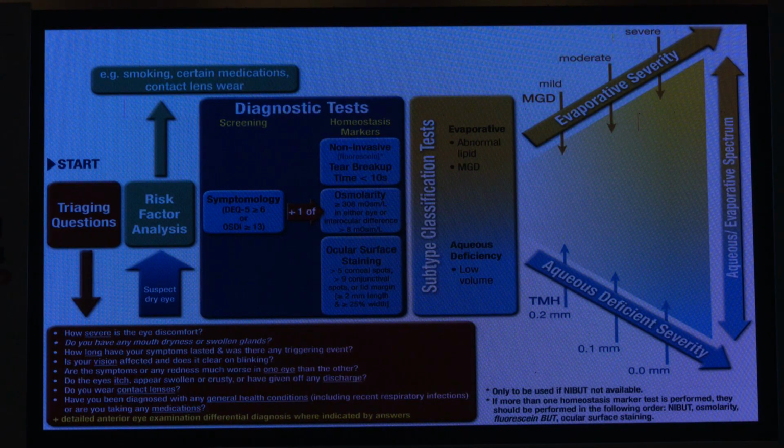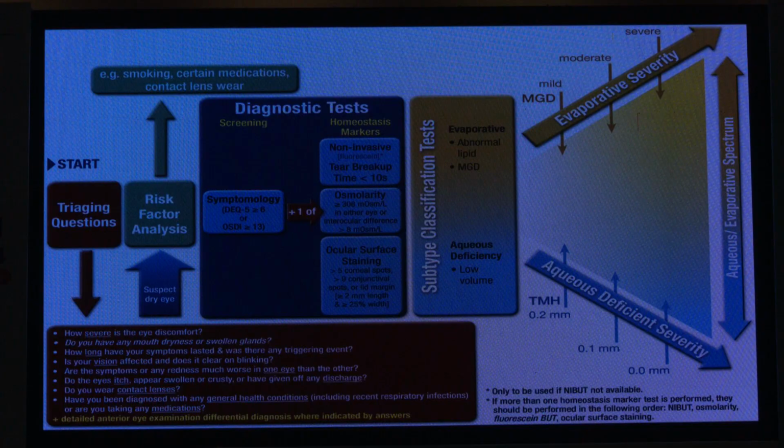Initially you ask the triaging questions to find out whether it's something other than dry eye, and then you do a risk factor analysis. If you suspect dry eye, look out for smoking, medications, contact lens wear, etc. Then we do screening using one of the questionnaires like the DEQ-5 or OSDI, and then you go for homeostasis markers like tear film breakup time, osmolarity, and ocular surface staining. Then we want to do a subtype classification into evaporative and aqueous deficiency, although not all patients fit into distinct subtypes, and many of them fall into a spectrum and will have a combination of the two.